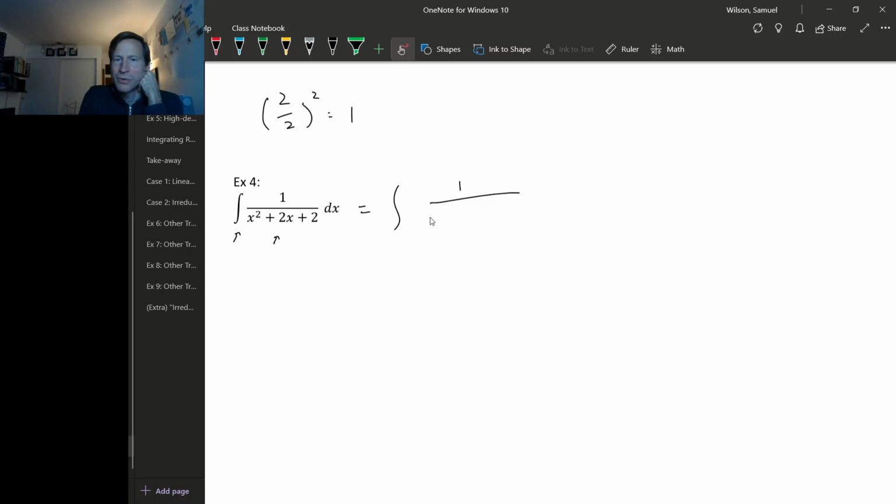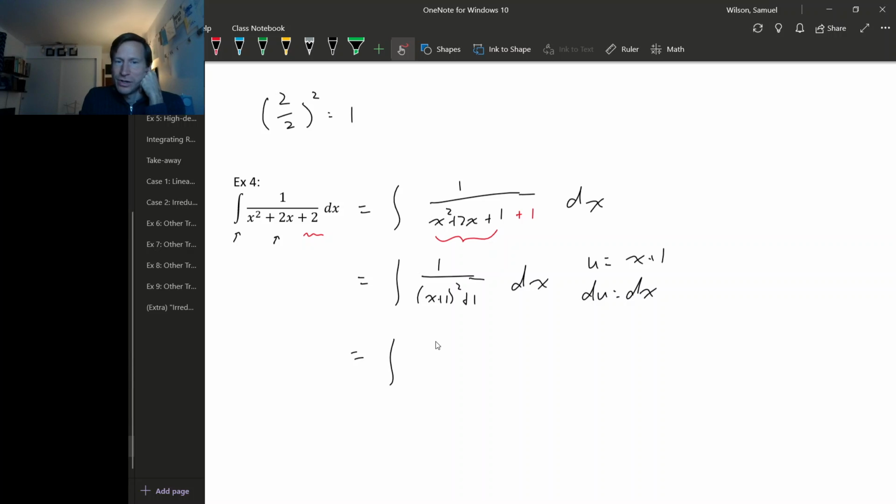So the missing part of our square is 1, so x squared plus 2x, so plus 1. Now this is going to be our perfect square. Now we need to make up the plus 2 that we started with, so we need another plus 1, dx. Okay, now this is the integral of 1 over x plus 1 squared plus 1 dx. And now we could do a u substitution again. If we take u to be x plus 1, du is dx.